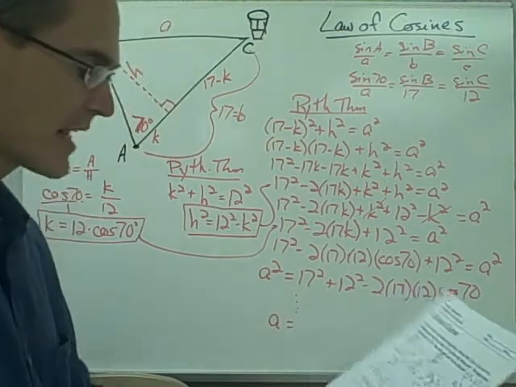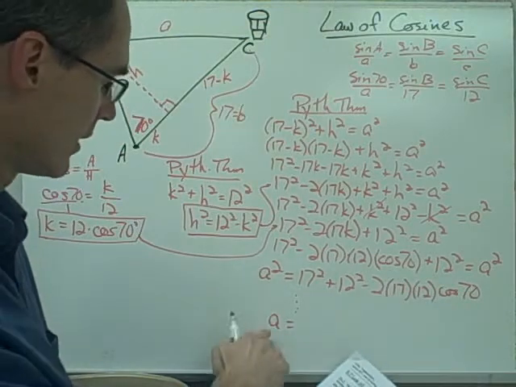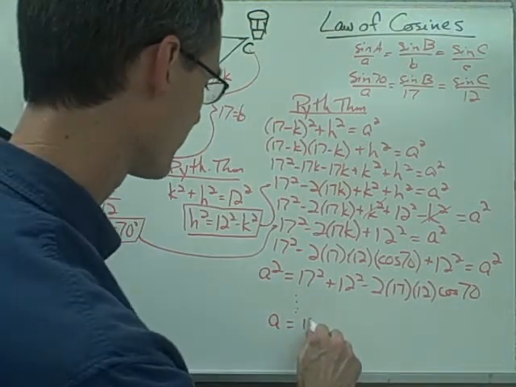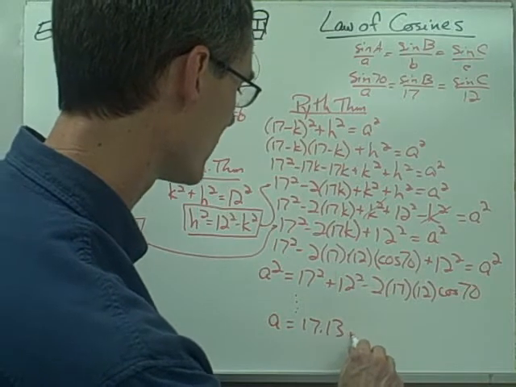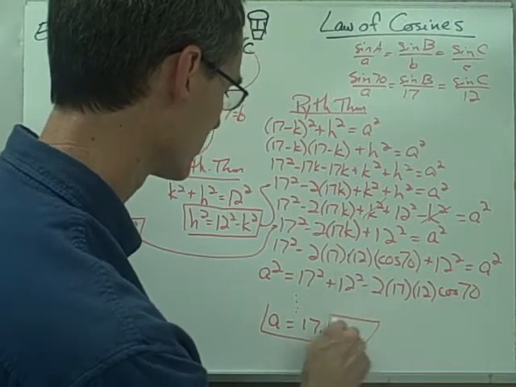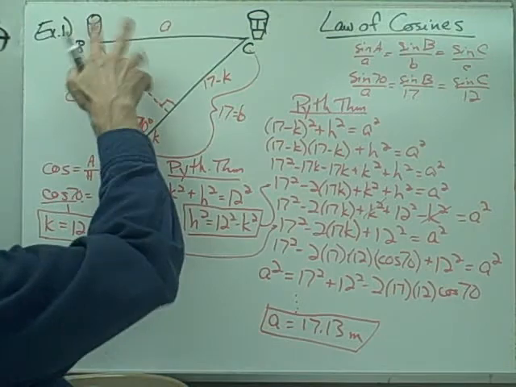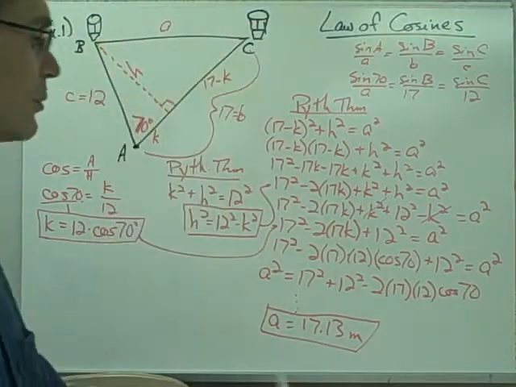And so if I put that in my calculator and I take the square root of it, then a is going to be 17.13 meters. All right, so that's the answer to this example 1, the distance between the two balloons.